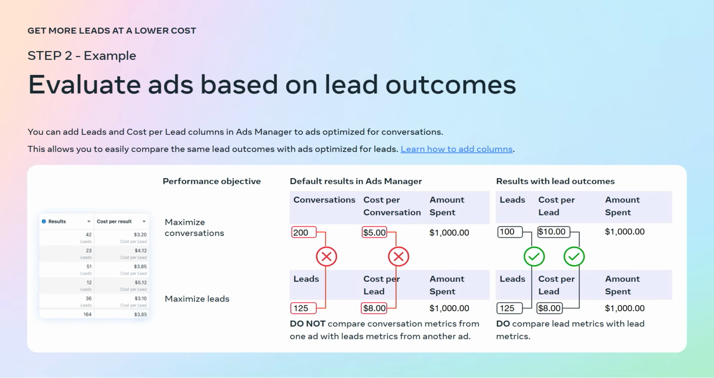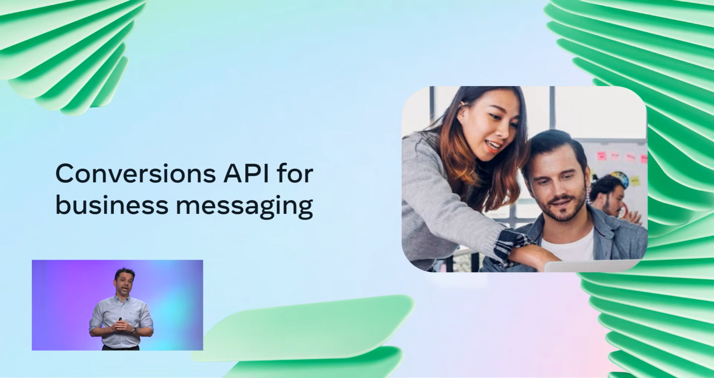If we look at the third column, it's possible to compare results based on your desired objective, which is leads. Now, you'll see that the ad optimizing for leads actually generated 25% more leads at 20% lower cost per lead, $8 instead of $10. Before we end this session, let's briefly talk about our Conversions API, shall we?